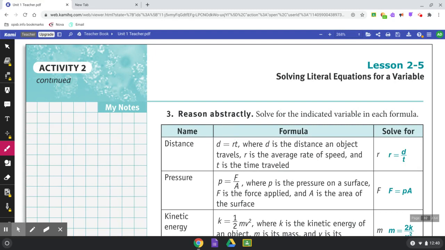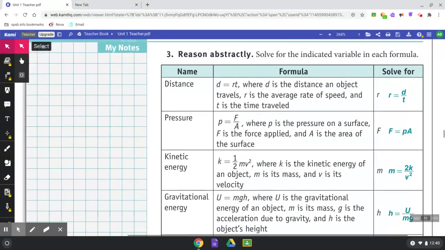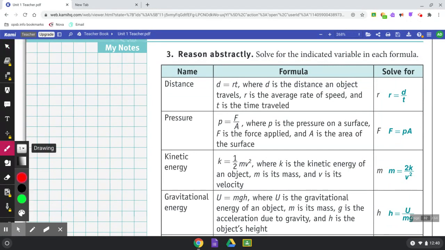Okay. So now we're going to discuss number 3 that is on page 30 in your book. Number 3 is a table that has some formulas provided for you with the name of the formula, and it asks you to solve for a specific variable in that formula. Okay, the first one is a distance formula. D equals R times T. Distance equals rate times time. Okay, all right.